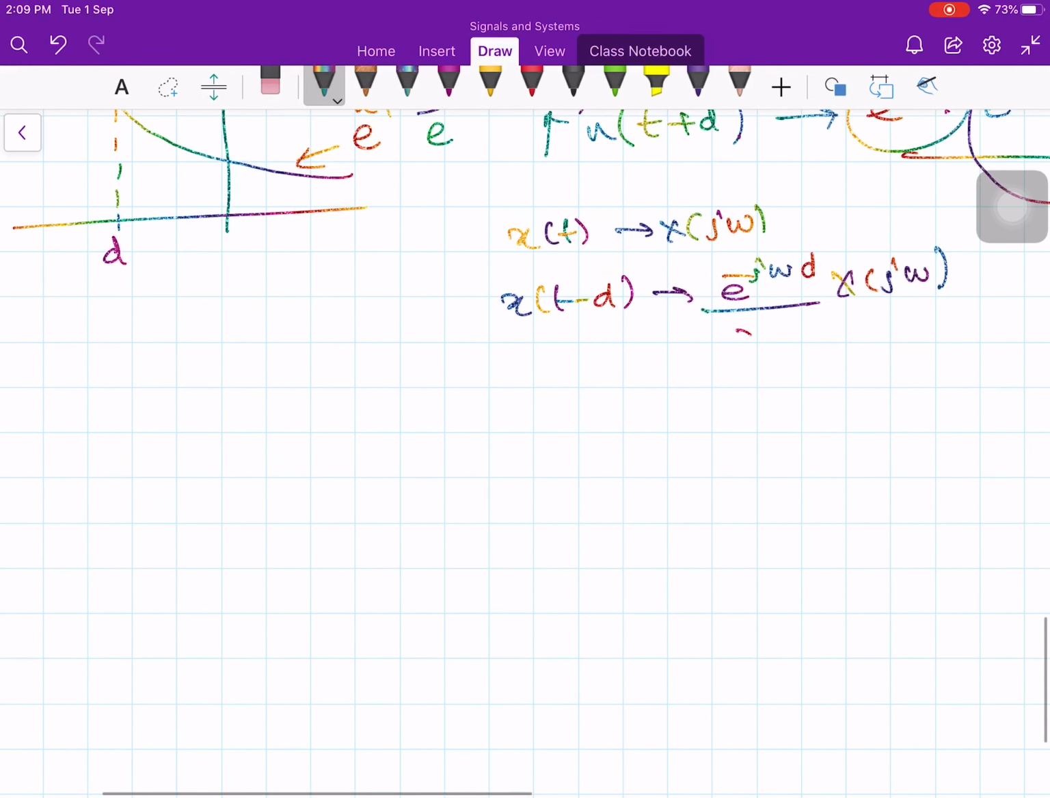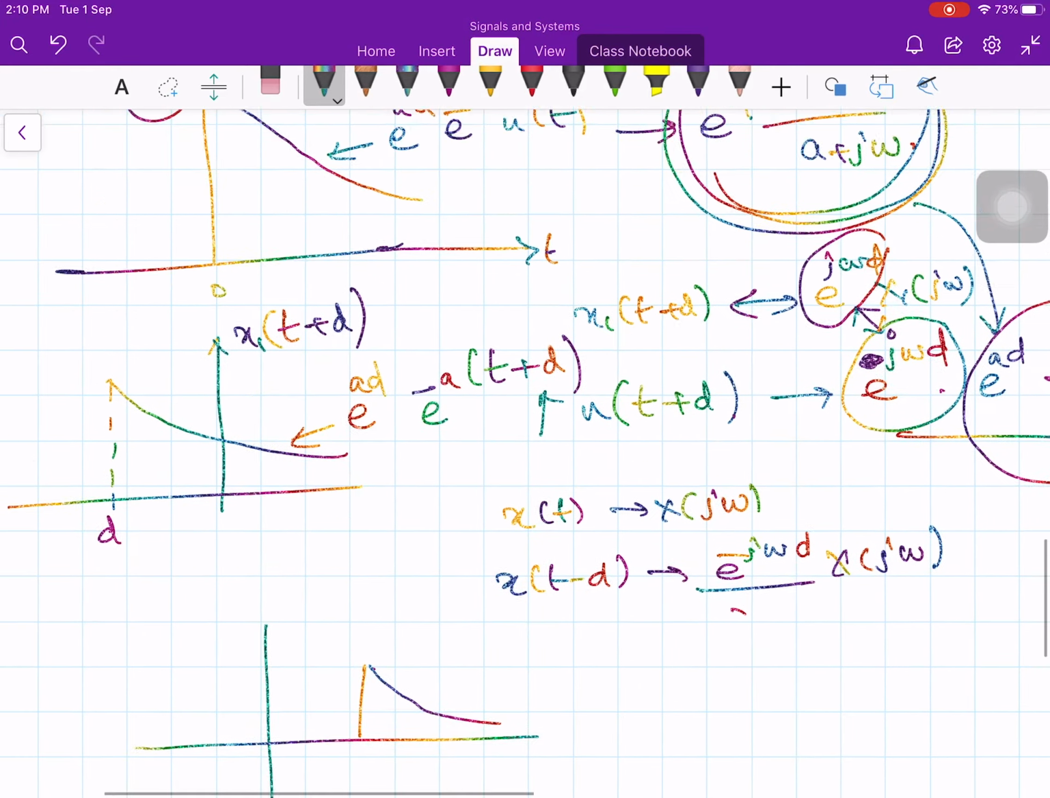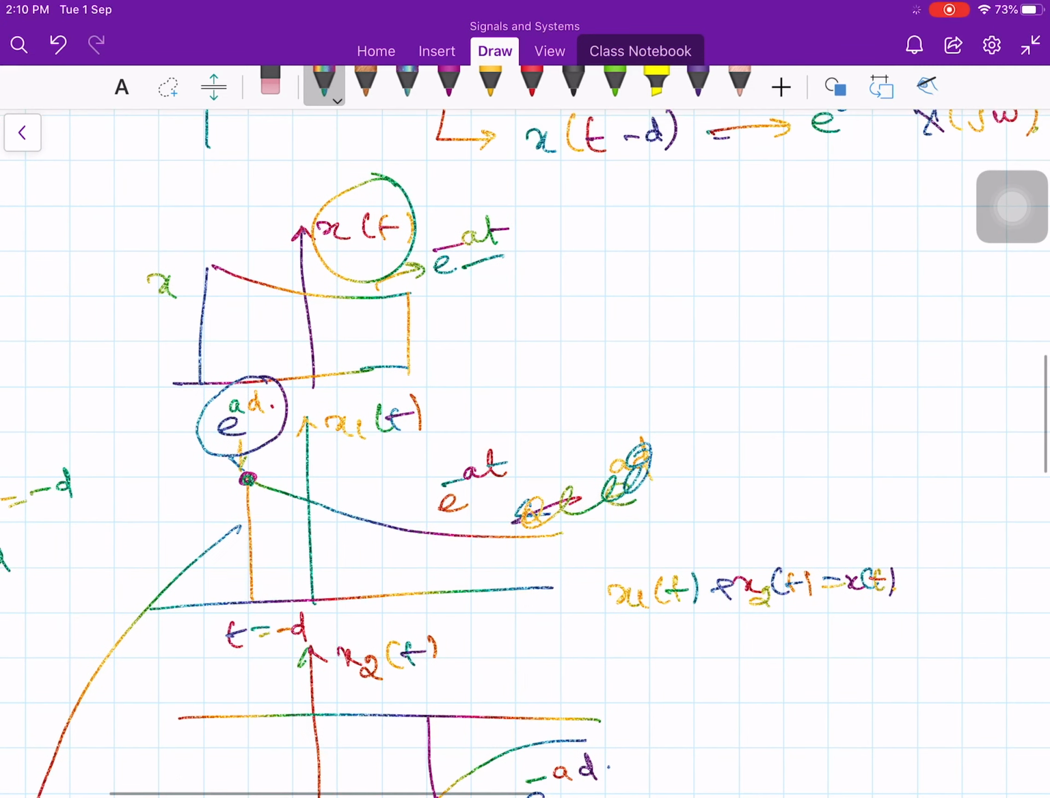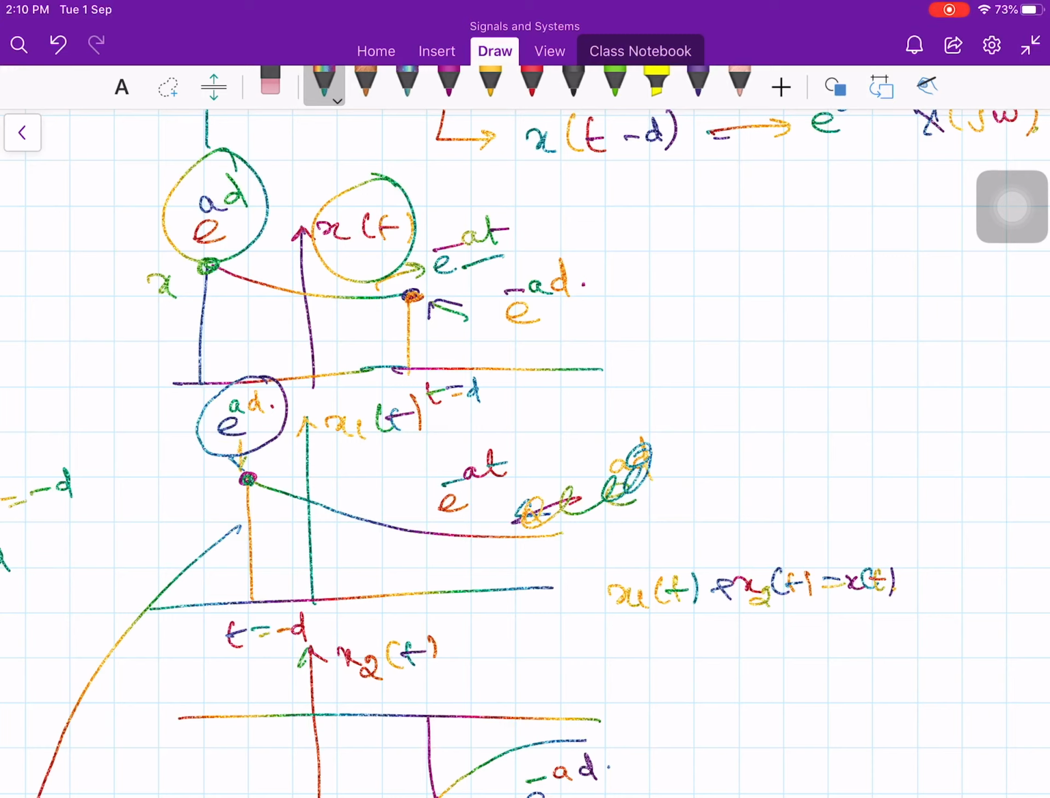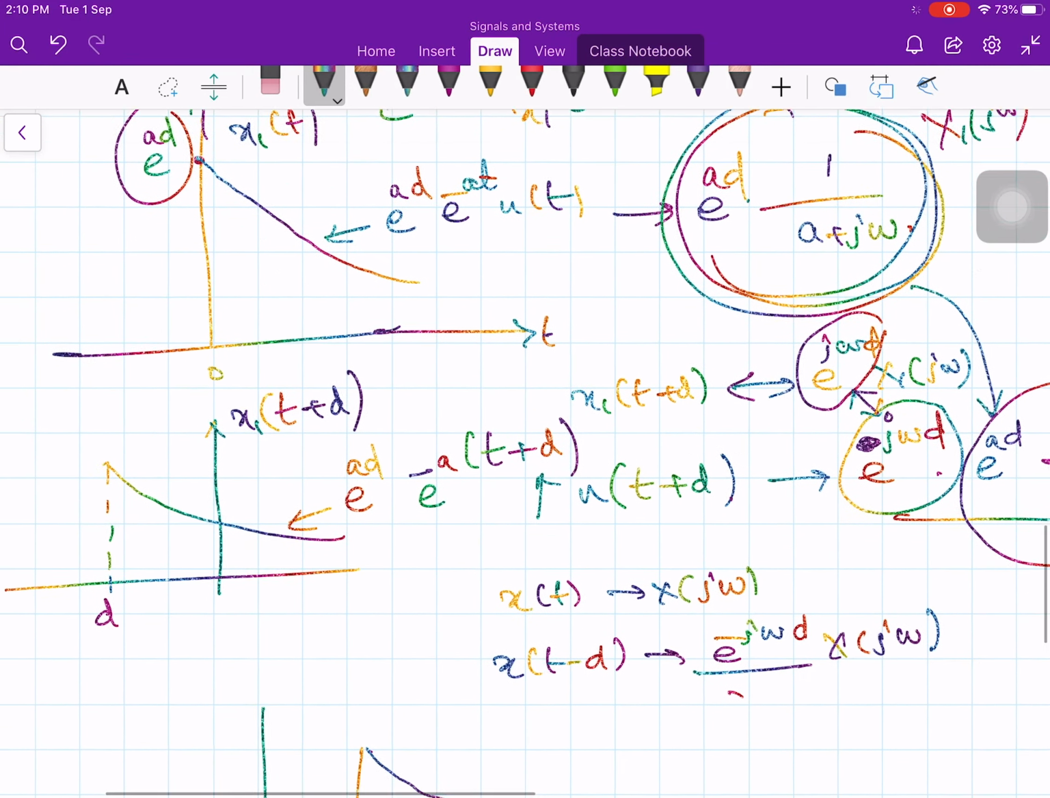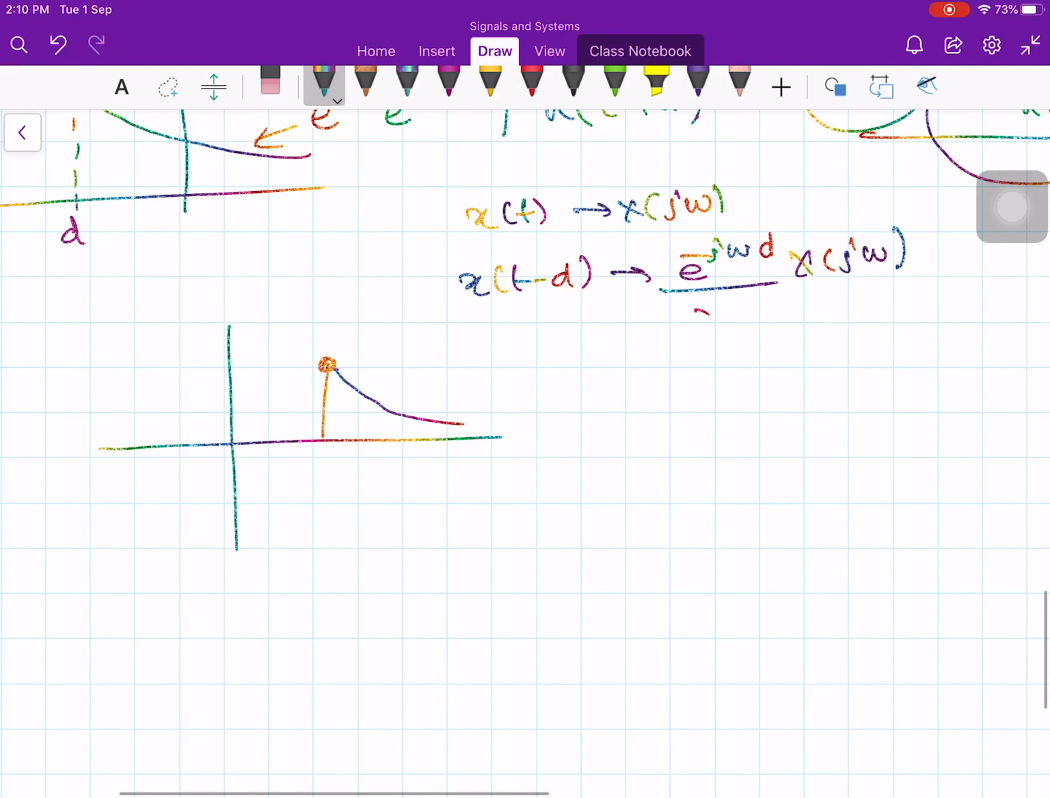Okay, so now let us construct x2 of t. How do you construct x2 of t? It is delayed by a certain amount. It is like this. Now at this point, look at the original function. What is the magnitude here in the original given function? When t is equal to d, this magnitude is going to be e to the minus ad. And this magnitude is e to the ad, and this magnitude is e to the minus ad, and here plus ad and here minus ad if the exponent part is. Therefore, this part is going to be e to the minus ad.